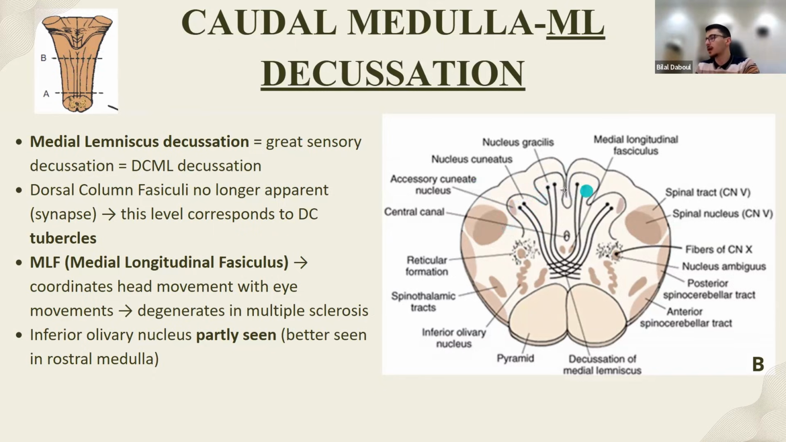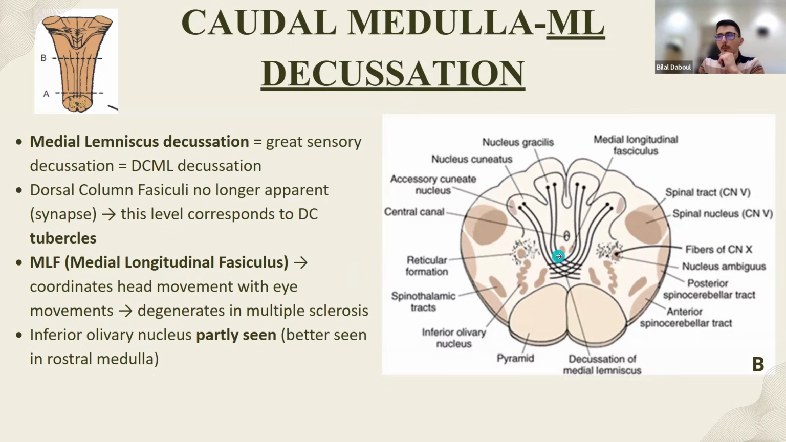And they sit in the dorsal position. Again, we have the same structures we see. We have the spinal trigeminal nucleus within the lateral aspect. We have the spinothalamic tracts within the anterolateral aspect. And we have the anterior and posterior spinocerebellar tracts. Same idea.